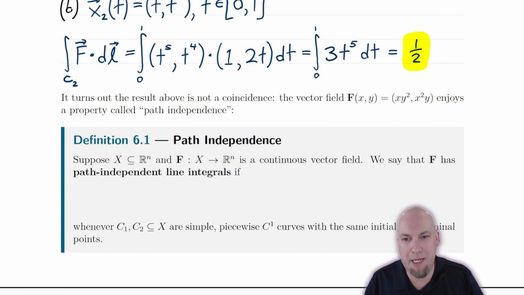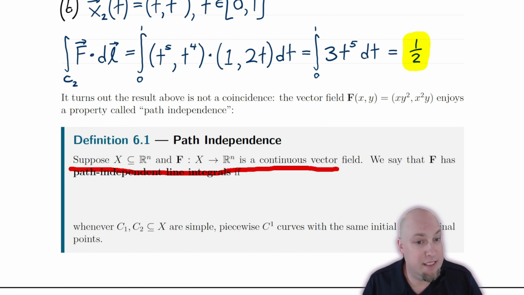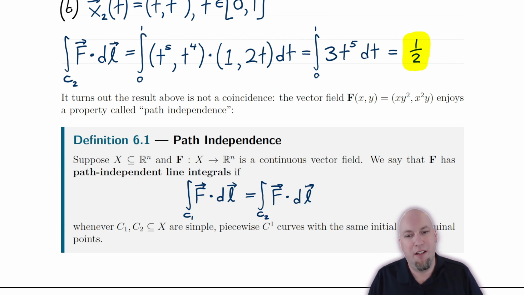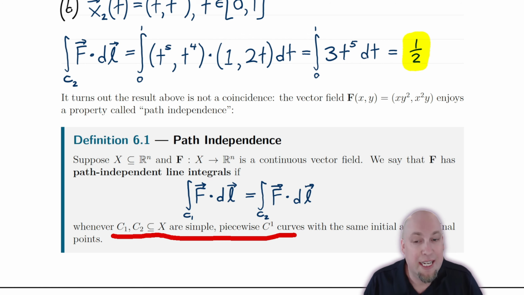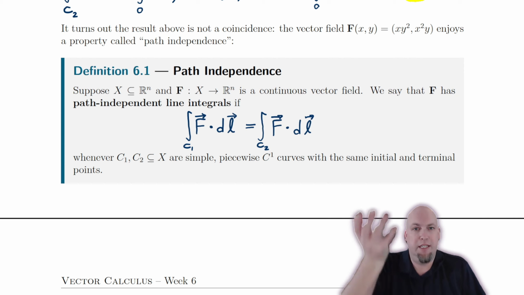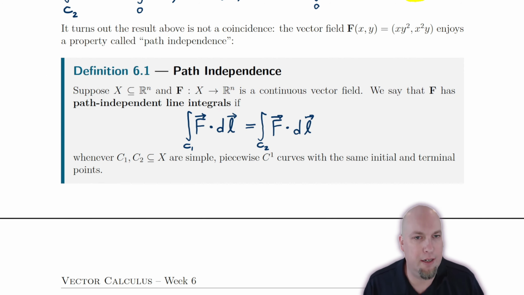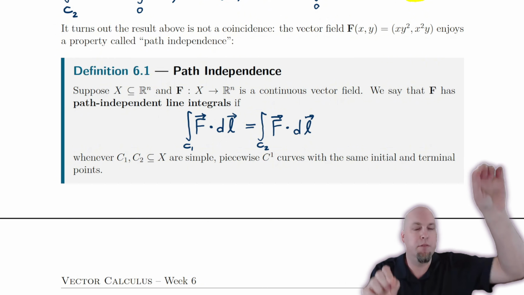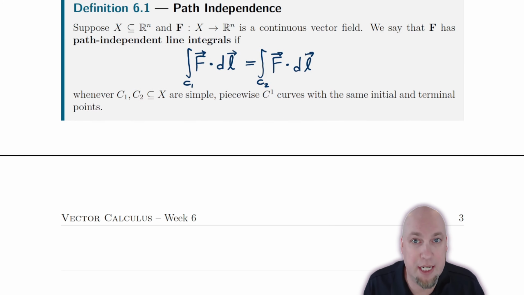Definition time. Okay, so path independence, what's it mean? Suppose that you've got a continuous vector field acting on some n-dimensional domain. We say that that vector field has path independent line integrals if the vector line integral along one curve is equal to the vector line integral along another curve whenever you have two simple piecewise C1 curves in that domain that have the same initial and terminal points. The same start and end points, in other words. Just what path independence should mean based on the words there. It just means it doesn't matter how you get from point A to point B. All that matters is that you do get from point A to point B. Well, then your vector line integral is the same.